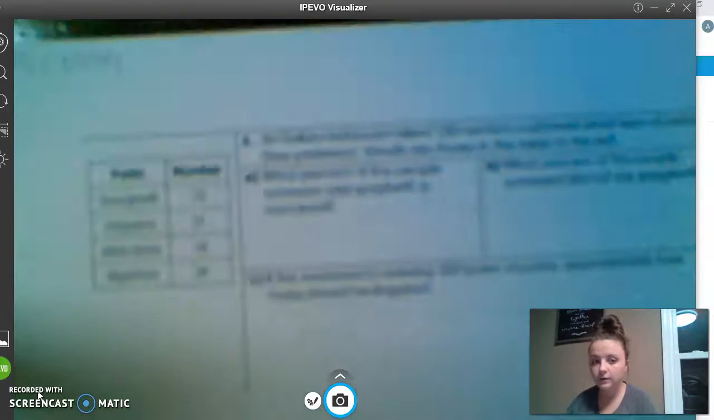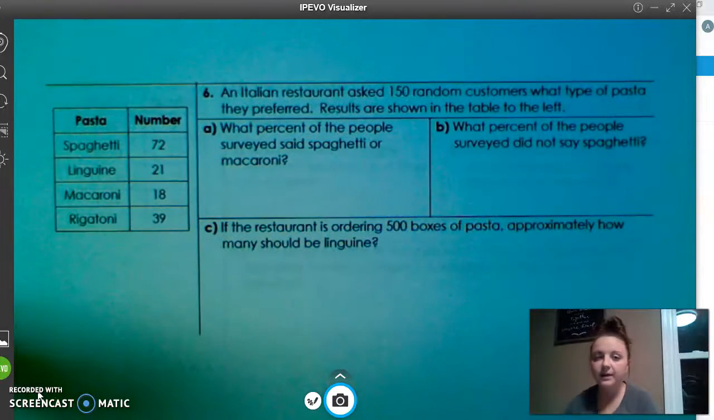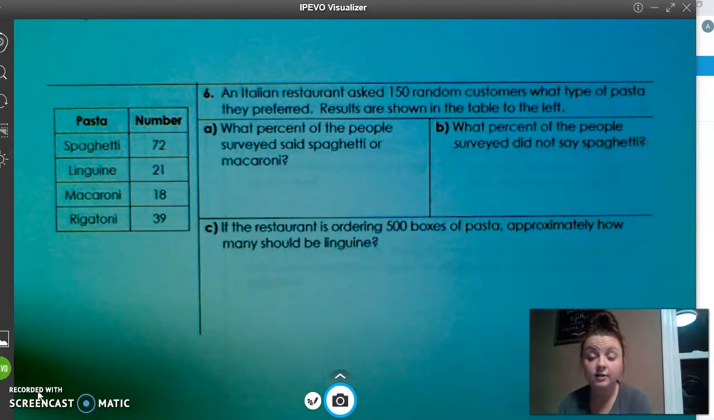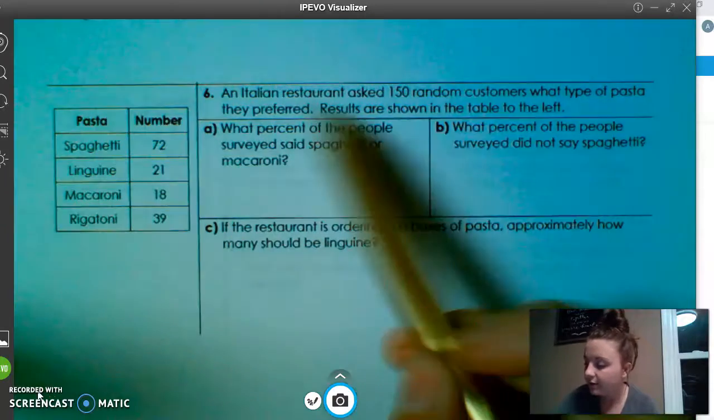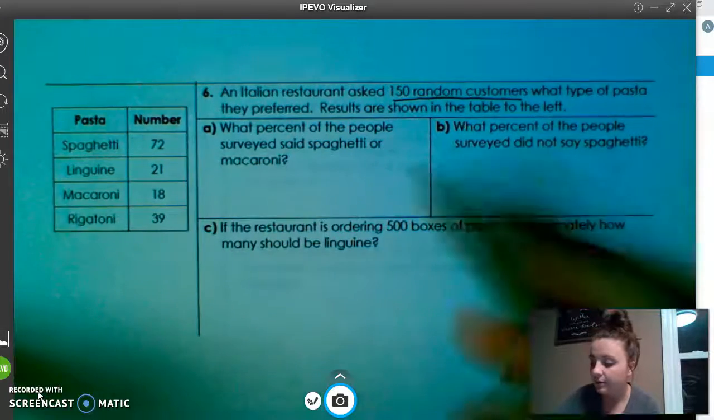So for the notes, we are looking at an example. Let me get it to focus. So it's an Italian restaurant, and it asked 150 random customers what type of pasta they preferred. Results are shown in the table to the left. So it's important. They're random. 150 customers is a lot, okay? And they're asking about pasta at their Italian restaurant. So it is an unbiased sample, so we can use it to make some predictions, okay? So unbiased restaurant, we've got 150 random customers, and they put the results in the table.